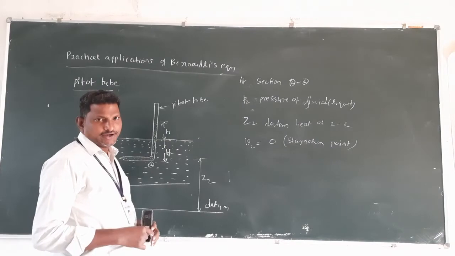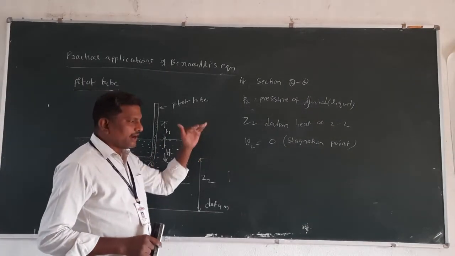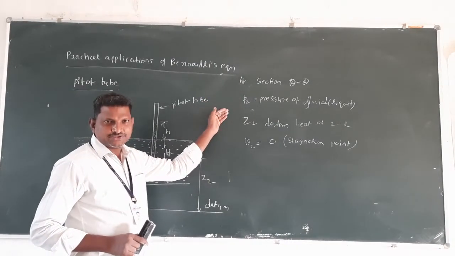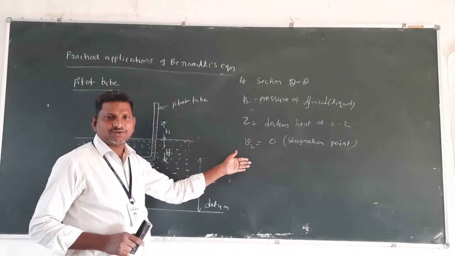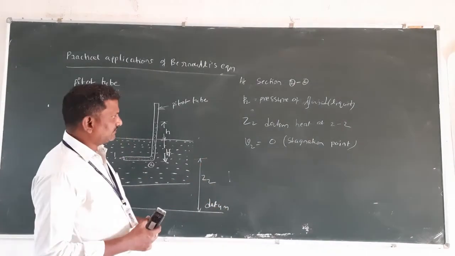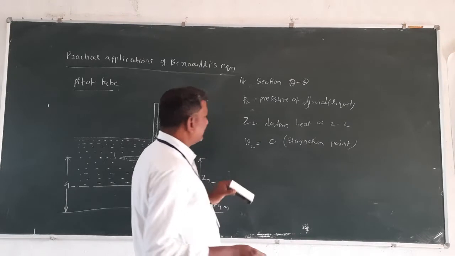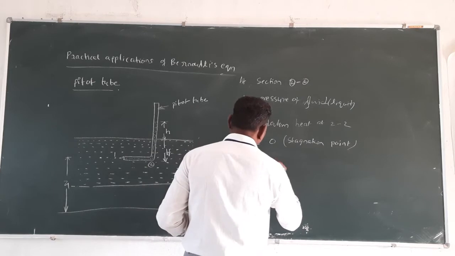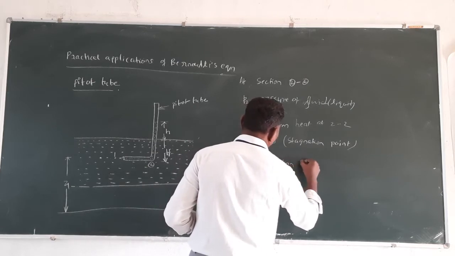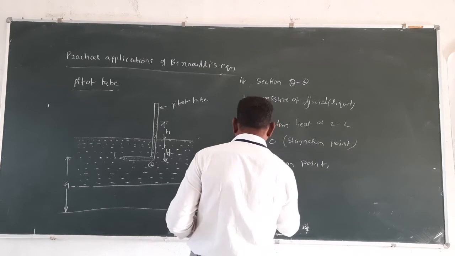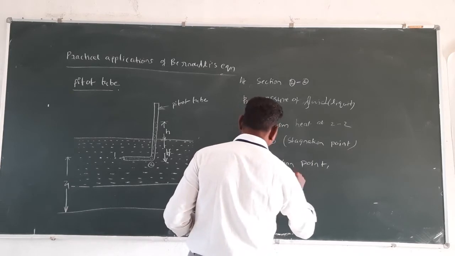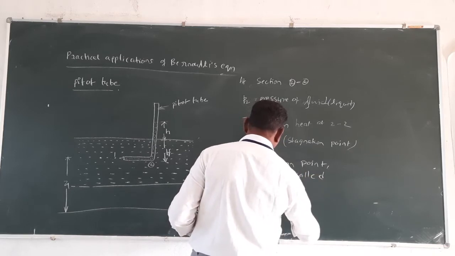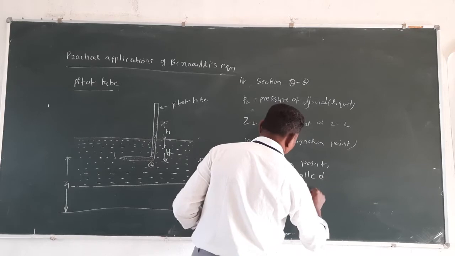This is the important point. At stagnation point, velocity is equal to 0. The pressure is called stagnation pressure. At stagnation point, kinetic energy will be converted to the pressure energy. Okay, at stagnation point, the pressure is called stagnation pressure.